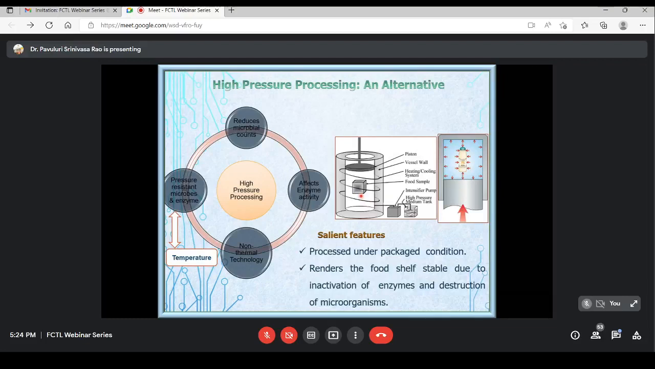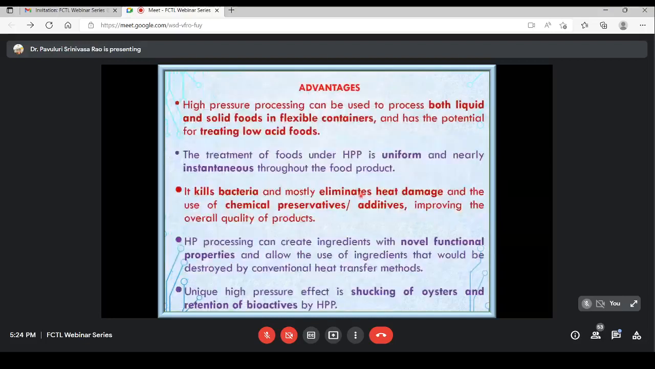One can use alcohols, or aqueous solutions of glycols, etc. Sometimes people even use lipids when they intend to increase the temperature. Now the major advantages are that this can be employed on both liquid and solid products, but in flexible containers, and it has the potential even for treating low acid foods. The treatment of foods in HPP is uniform and nearly instantaneous throughout the food product, which has already been mentioned as the isostatic principle.